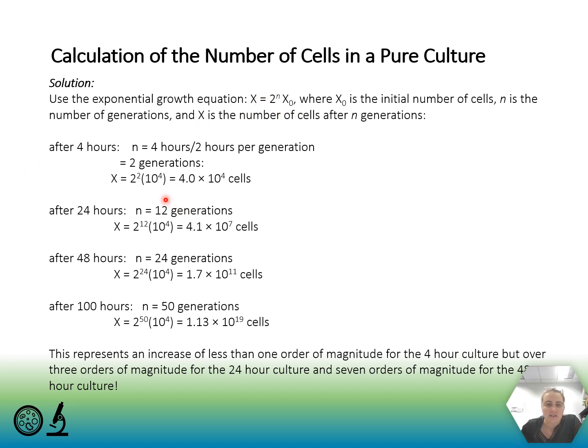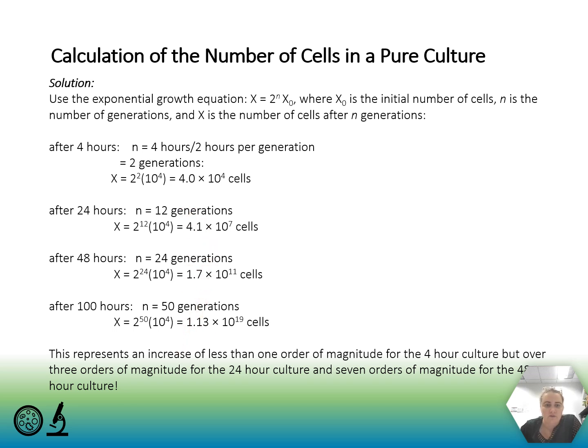We know that we start with 10 to the 4th cells, and it's basically the n that's changing, right? We know that after 4 hours, there's 2 hours per generation. So after 2 generations, we're going to get 4 times 10 to the 4th cells. So we basically need to figure out how many generations happen within 4 hours, and then figure out how many generations are associated with each of these time steps to figure out the number of cells.